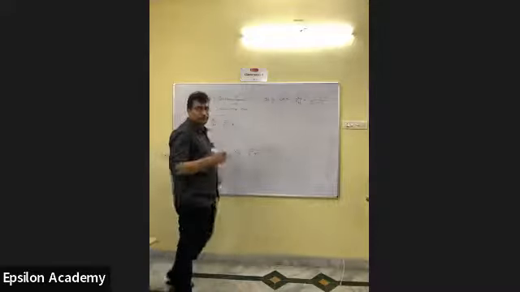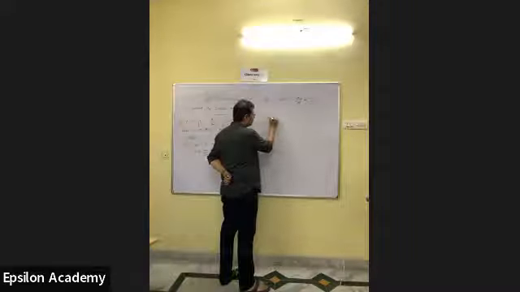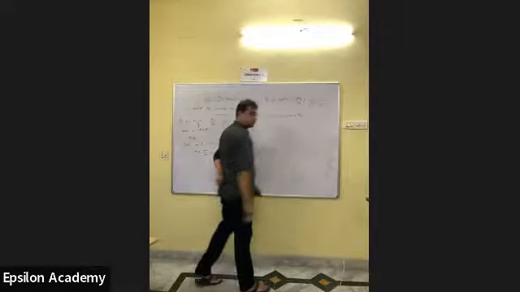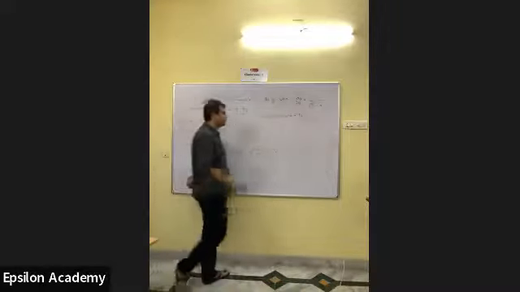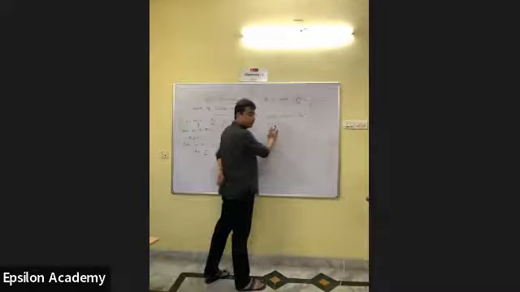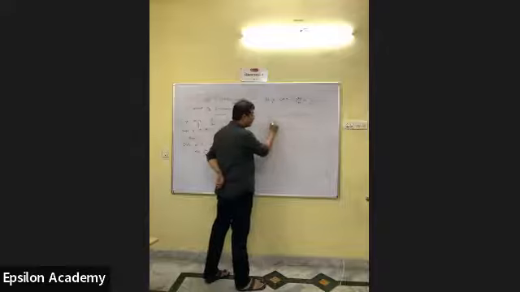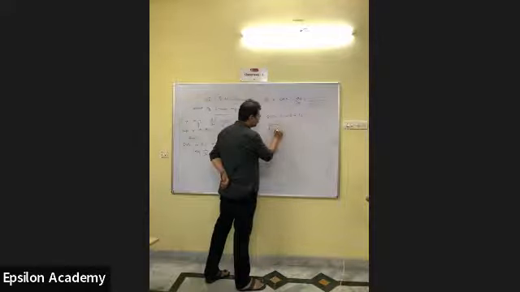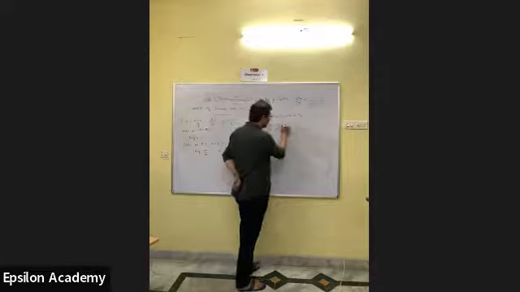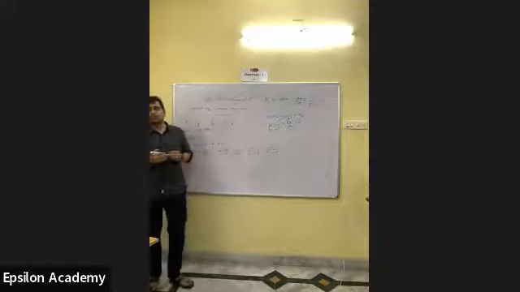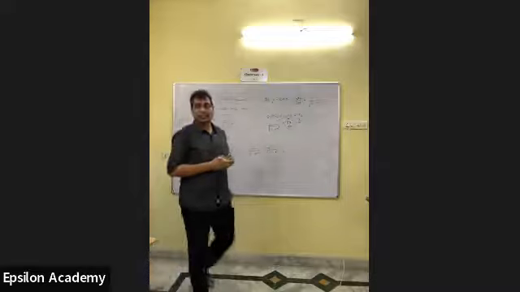Listen. Sin inverse x plus cos inverse x is equal to pi by 2. Correct? Now differentiate on both the sides. What is the derivative of sin inverse x? 1 by root of 1 minus x square. Plus dy by dx, because the derivative of pi by 2 is 0. So dy by dx is equal to, taking it to the other side, minus 1 by root of 1 minus x square.